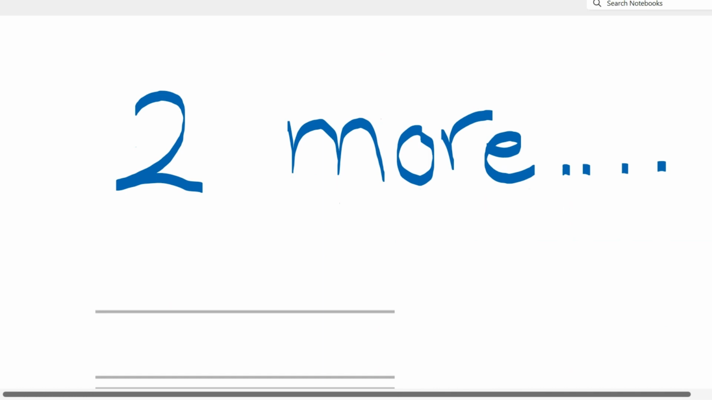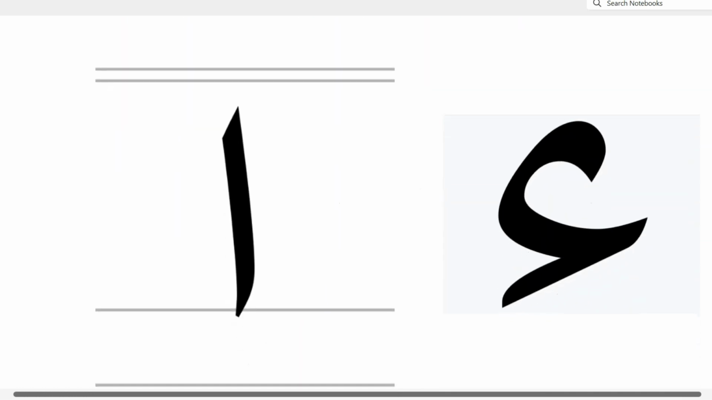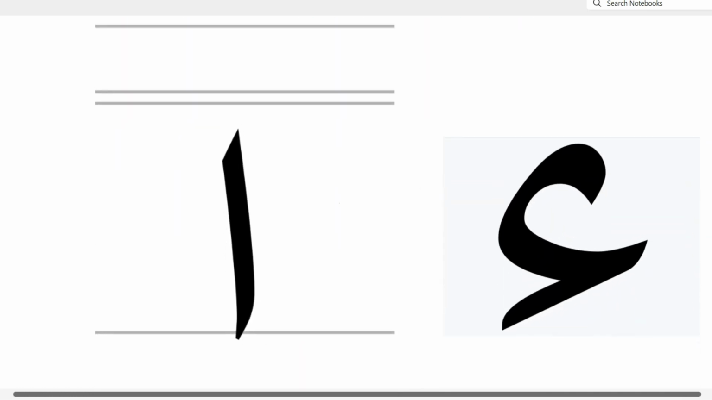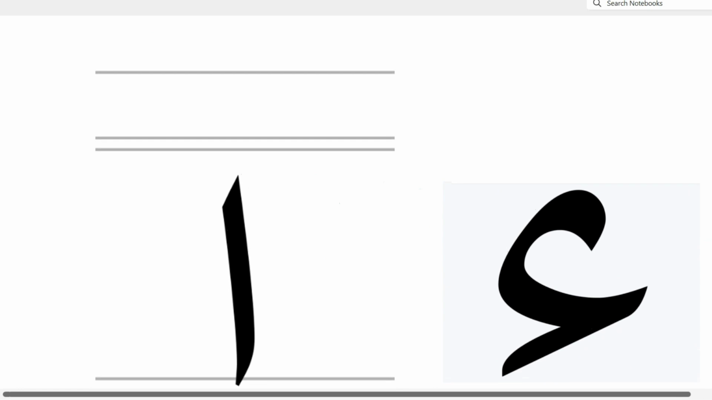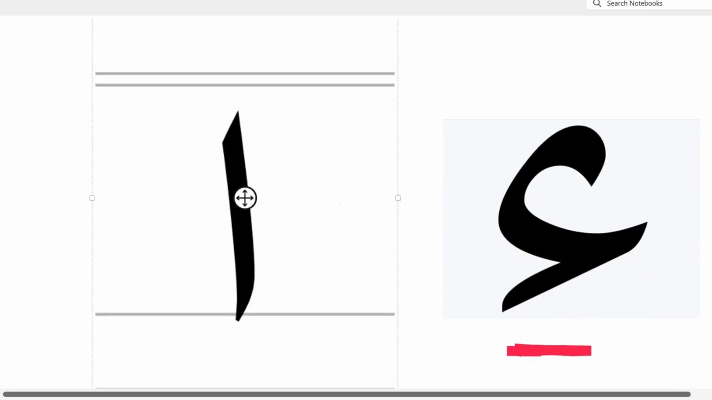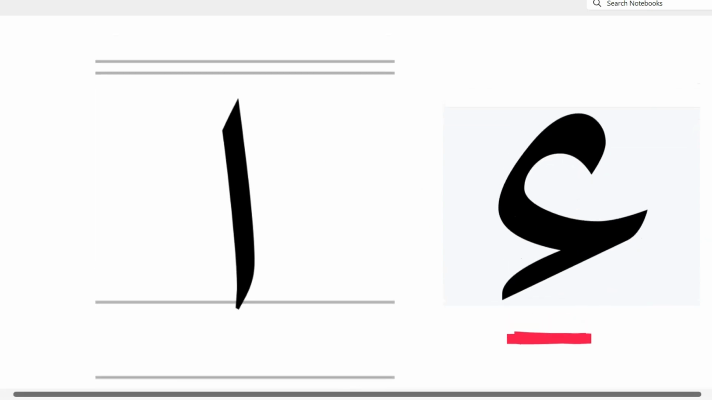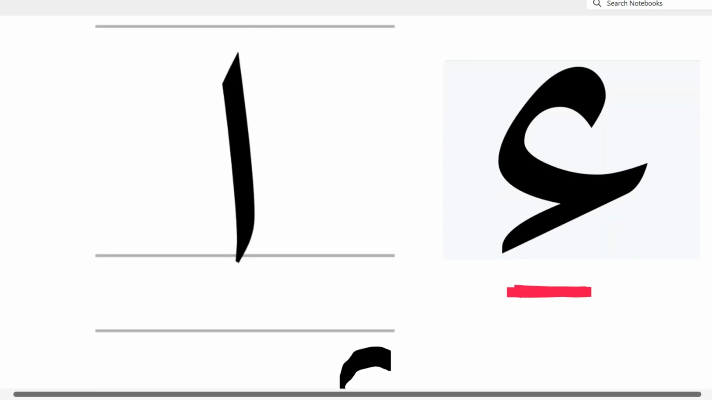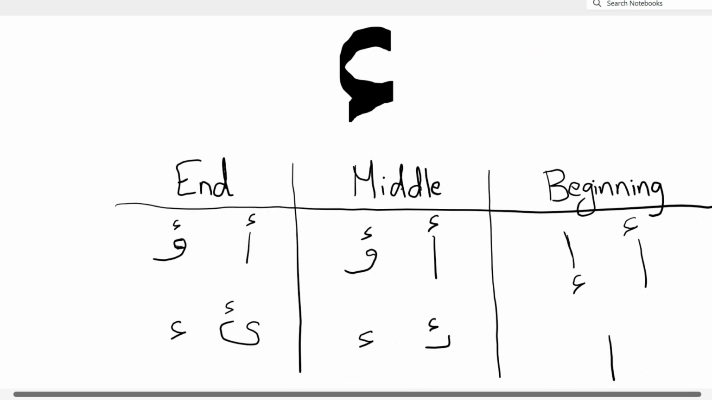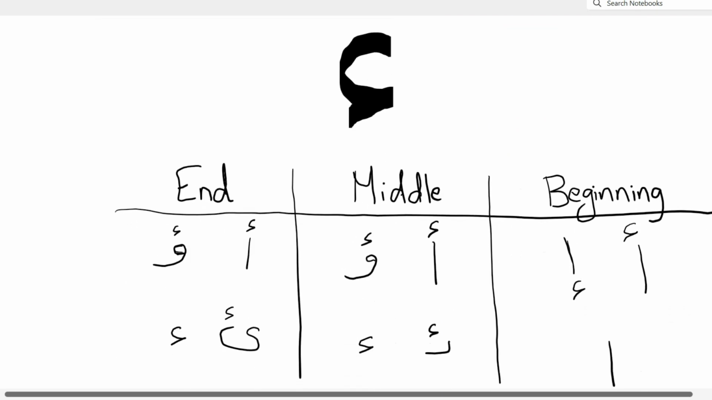Now let's add two more. They are both related letters. So we have here hamza and alif. The first one is hamza, the second one is alif. Let's talk about the hamza right here.